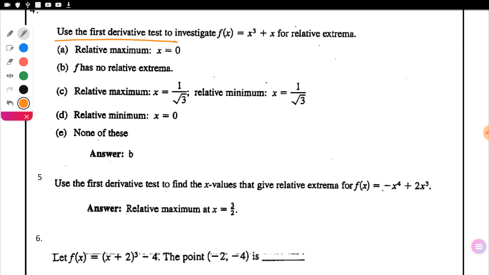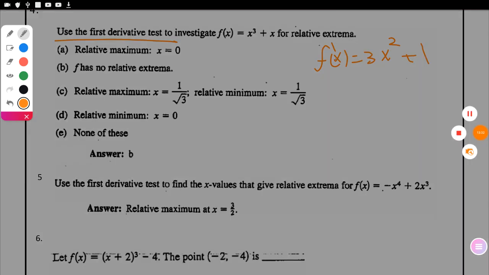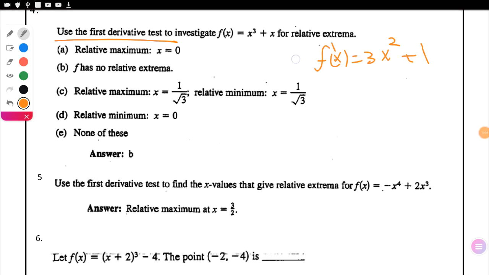Now, what is the first step? This means I have to follow the steps. But in the other one, he gives me the relative. The first derivative here will be 3x^2 plus 1. Clear or not clear? That is the first derivative. Okay, that is the first step.